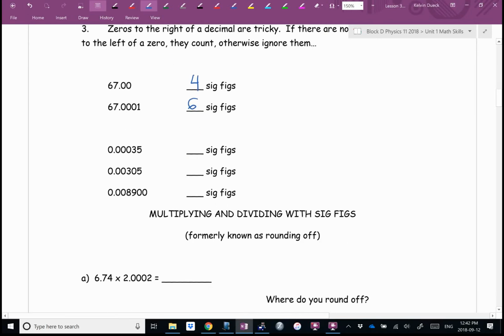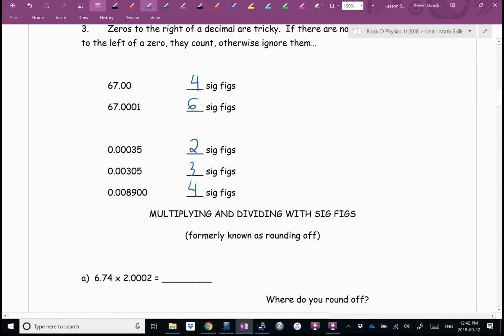How many sig figs? 2. 3. And then the tricky one. 4. Otherwise, why would you have bothered putting those zeros there? You must have measured those last 2 zeros, and it just so happened that when you measured that number, the last 2 digits were zeros.